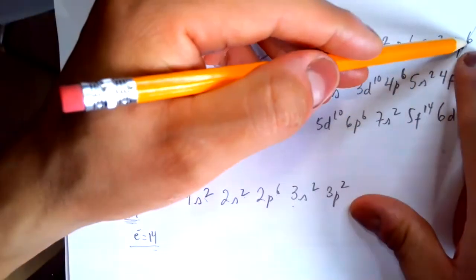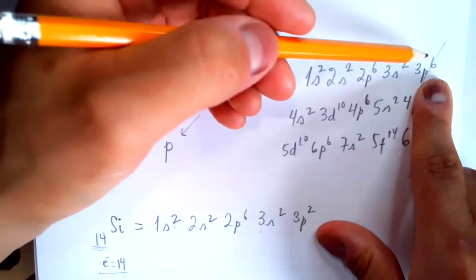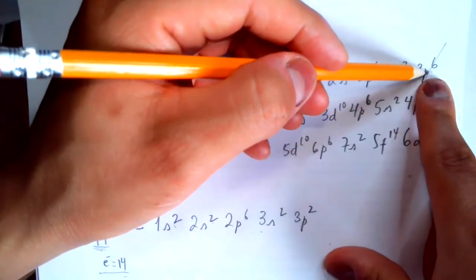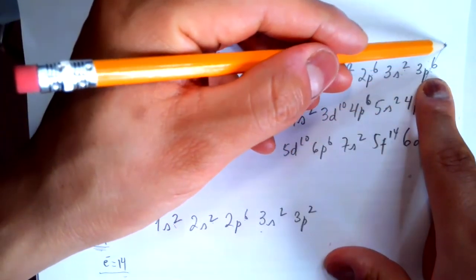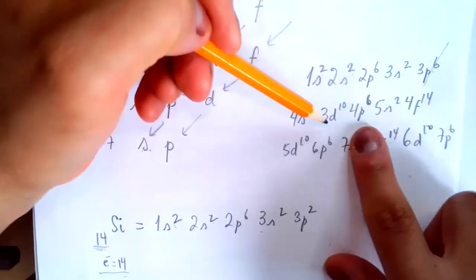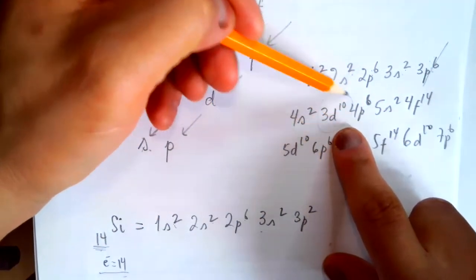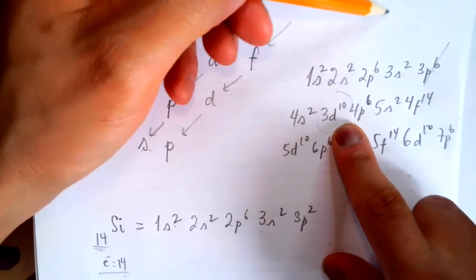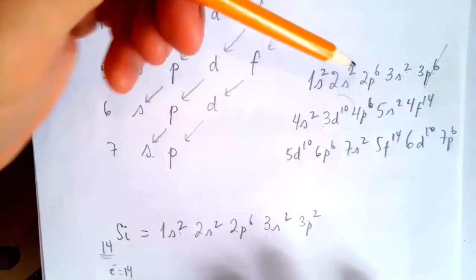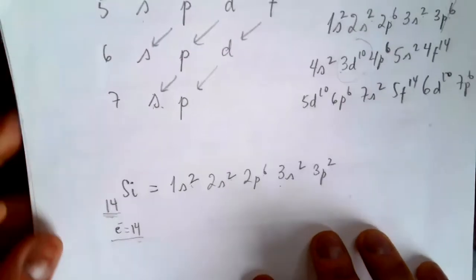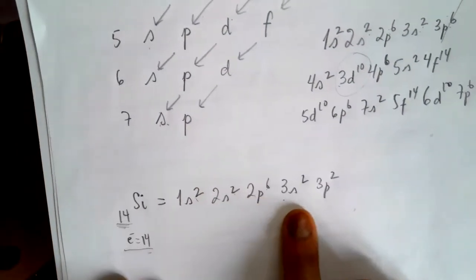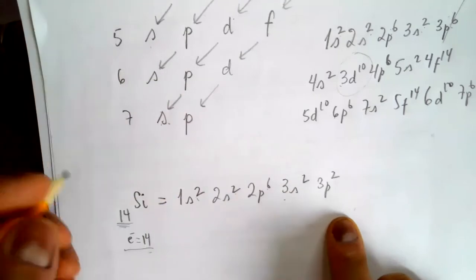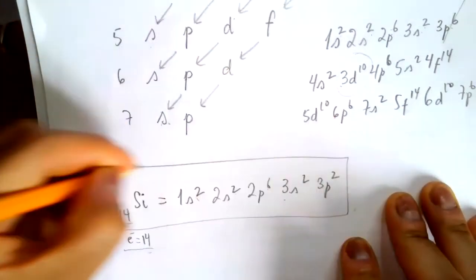Okay? Remember, these numbers are the maximum number they can allocate. The fact that here is a 6 doesn't mean that you always have to put 6. No. You can put P1, P2, P3, P4, P5, P6, up to P6. Same thing here. You don't have to write D10. It can be D1, D2, D3, D4, all the way to D10. Okay? So that is basically what we have for the electron configuration of silicon.